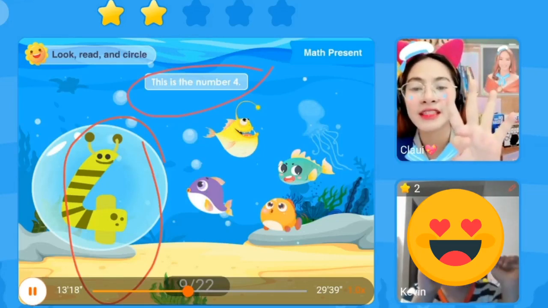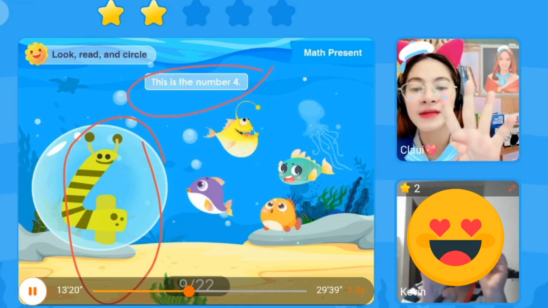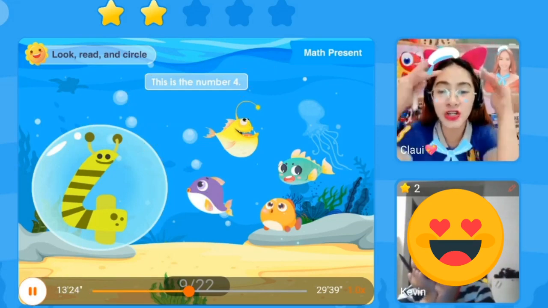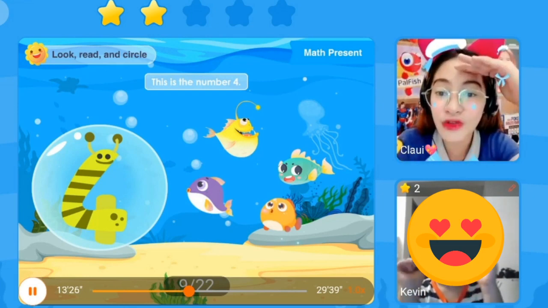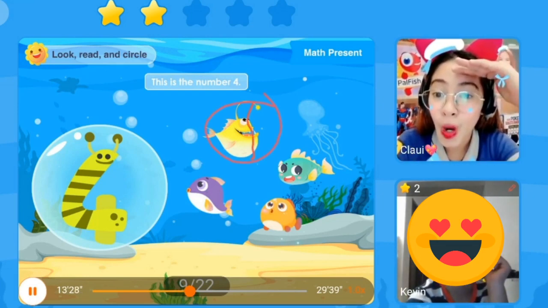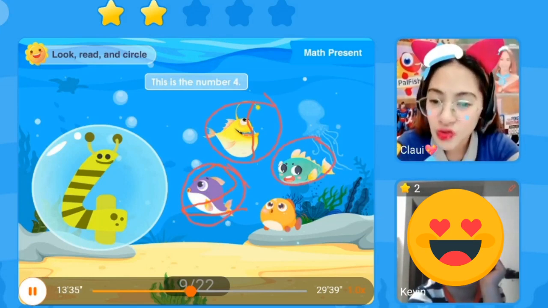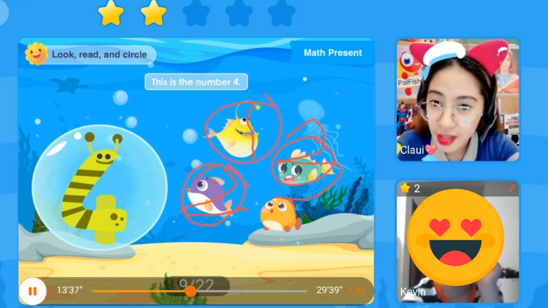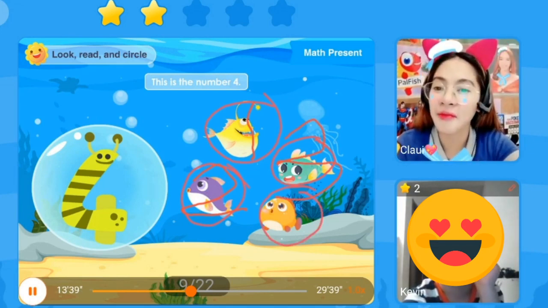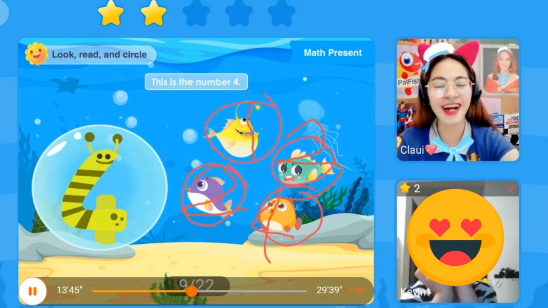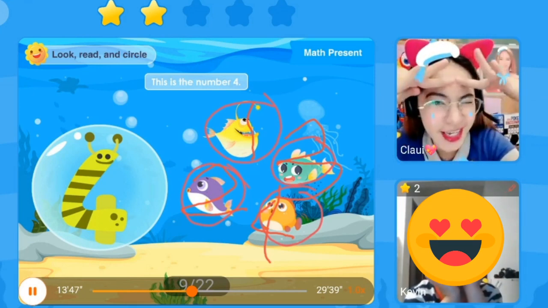This is the number four. Very good. Now, Kevin, how many fish do you see? Let's count. One. Two. Three. Four. So how many fish do you see?